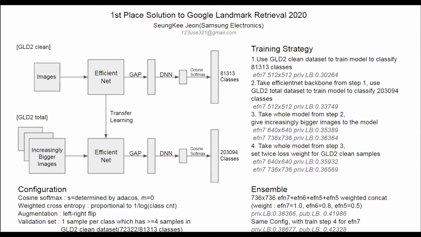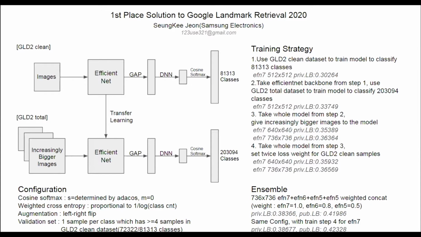From here, it was found that even though GLD2 total is noisy, it helps to make image feature embeddings more representative. Given that training on GLD2 total was successful, I tried to train the model from scratch using GLD2 total for a long time, but validation loss slowly decreased and the leaderboard score was much lower. This experiment showed that GLD2 clean is actually cleaner than GLD2 total, and it helps the model to learn important CNN filters.